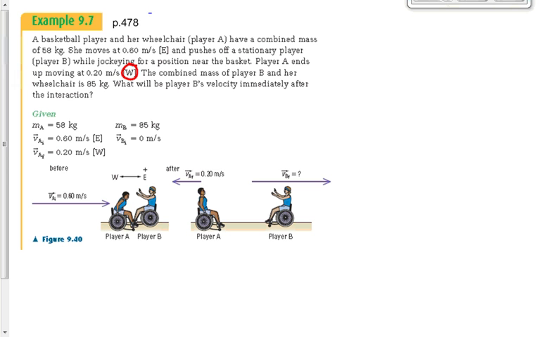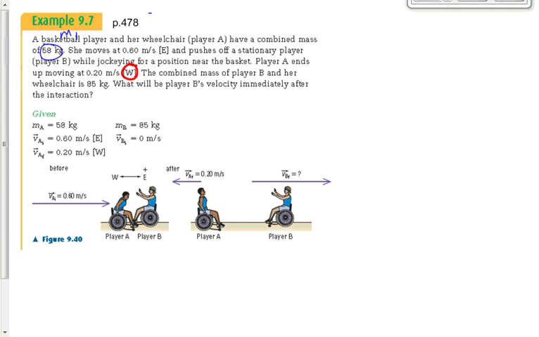This is just my little thing. You don't have to do this at all, but I don't like calling them A and B. I like calling them 1 and 2. When I'm putting subscripts down for my givens, I don't want to call it MA, I want to call it M1. So I'm going to say that M1 here is 58 kilograms. You want to call it MA, that's fine.